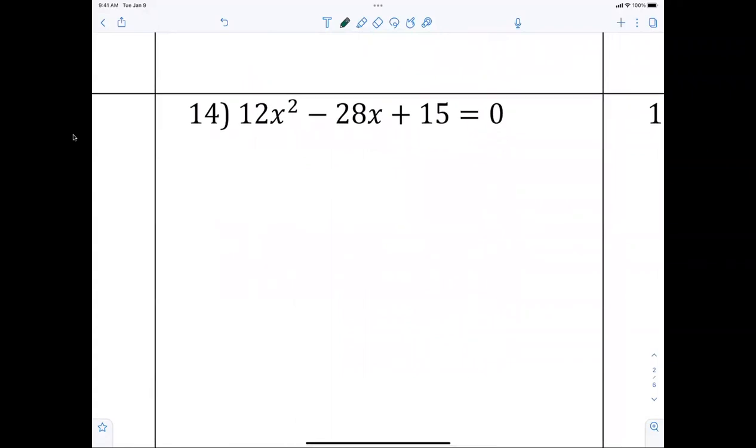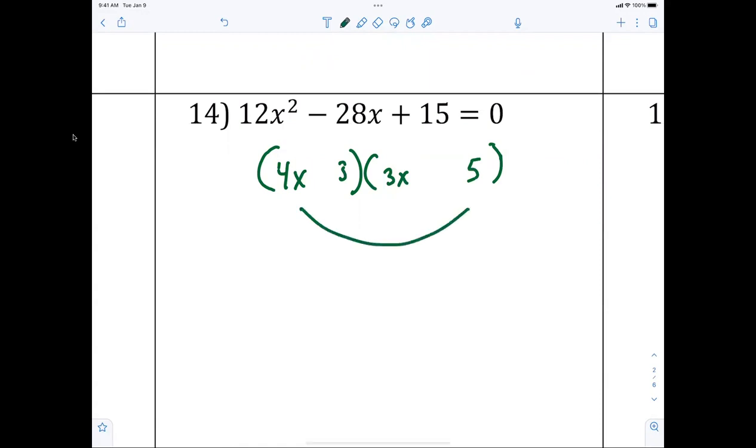Middle factors for 12. What are we thinking? Well, I'd probably use 4 and 3 to start out. And now what do I want with 15? 5 and 3. The 3 must go where? On the left side. And the 5 then would go over here. Is that going to work? Nope. That's not going to work. So now 15 and 1. Let's just make sure that doesn't work. I'd have to put the 15 over here and the 1 over here. That's too big.